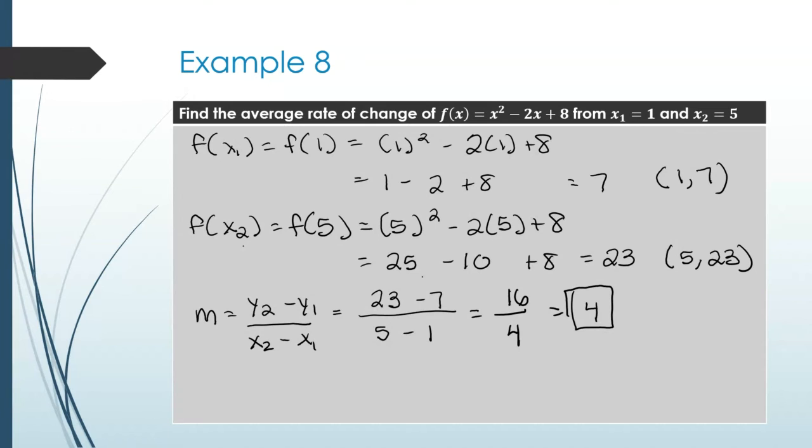So it's just different terminology. We can't call it the slope because it's not a line. So we just call it average rate of change, but it is basically you're using the slope formula. Any questions on that one?